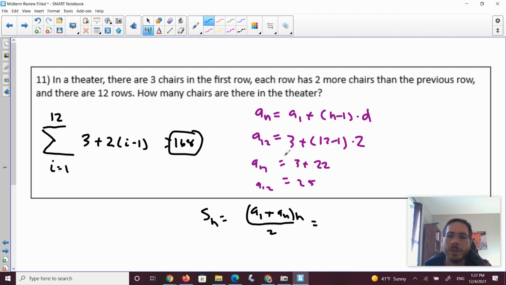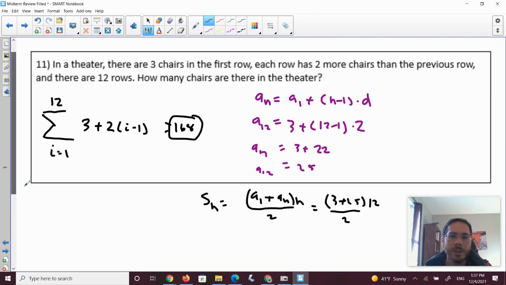So a1 is 3 because we got 3 in the first row. We've got 25 in the last row. We're going to divide by 2, and we need to multiply by n. In this case, n is 12. So when we do this calculation, 3 plus 25 is 28. And I'm going to do 12 divided by 2 first, just because that's going to be a little bit easier. And this is going to be 120 plus 48 is 168.